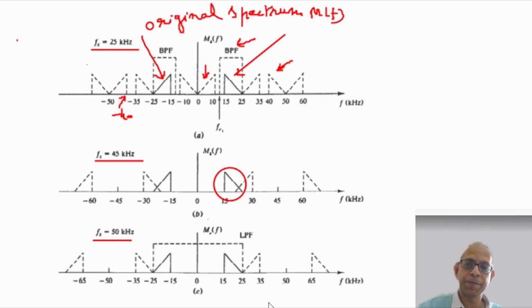Nyquist rate. Another important point to note here is that when we are sampling at a rate of 25 kilohertz, which is less than the Nyquist rate, here we have to use a bandpass filter. You can see clearly if we use a low pass filter, then we will also be getting back some undesired frequencies which were not present in the original signal and therefore there will be a distortion.